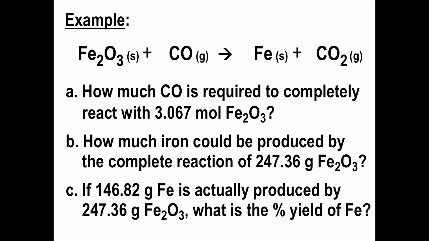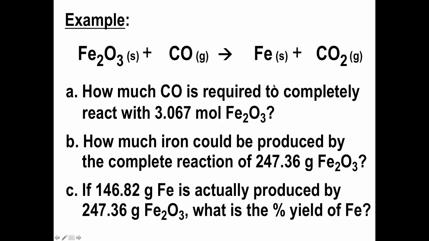Several parts to this one. We have the reaction of iron(III) oxide with carbon monoxide to make iron and carbon dioxide. So this is the reduction of iron(III) oxide to iron, and carbon monoxide is what allows this to happen. And we have three parts to this question.